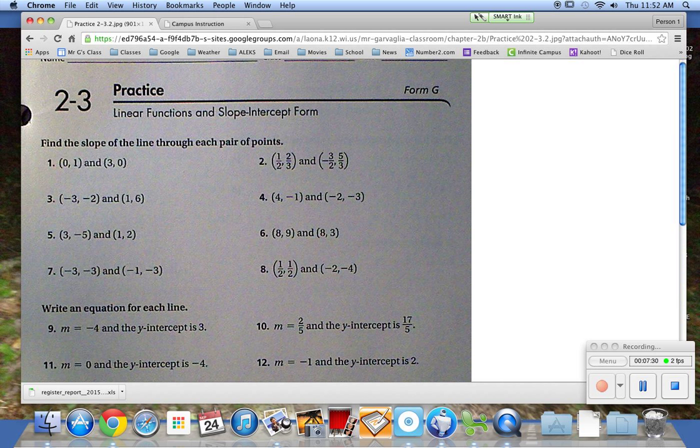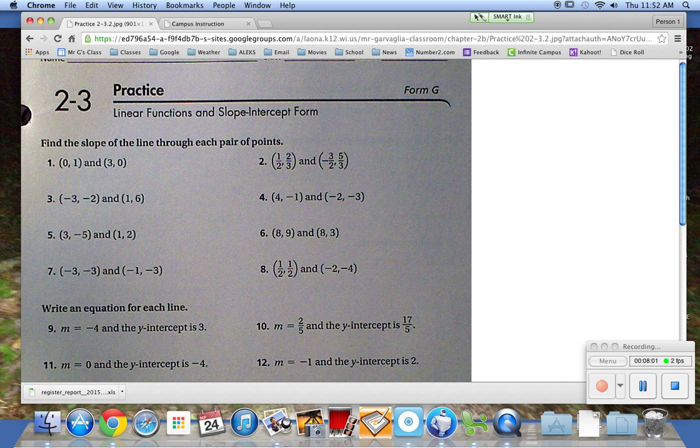We went over the standard form, which is Ax + By = C. We went over the slope-intercept form, which is y = mx + b. Next is going to be the slope. M equals, remember it's always y over x, so y2 minus y1 over x2 minus x1 is your slope. You got your slope formula right there.